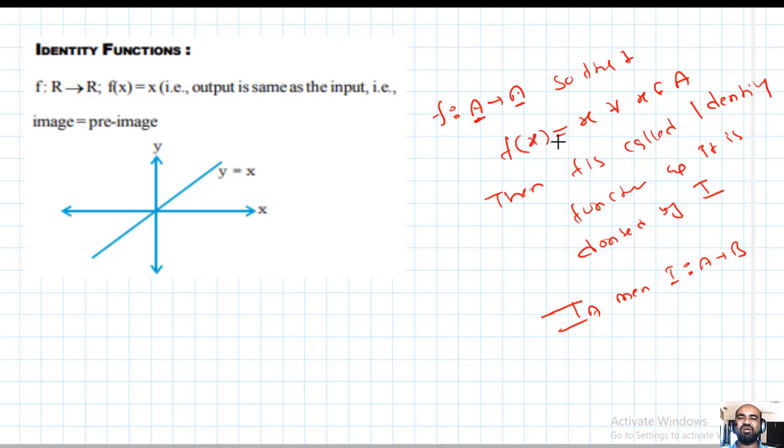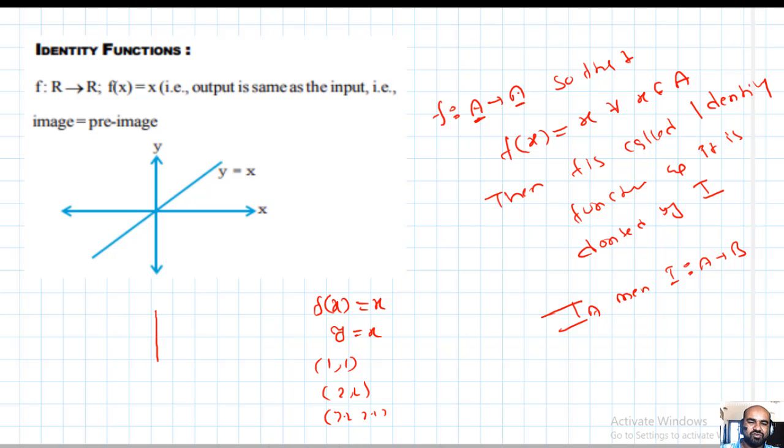Now I want to draw the graph of this. So f of x equal to x, that is y equal to x. What are the solutions? x is 1 means y is 1. x is 2 means y is 2. x is 2.2 means y is also 2.2, like that.